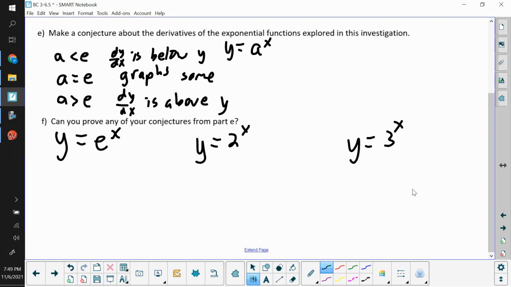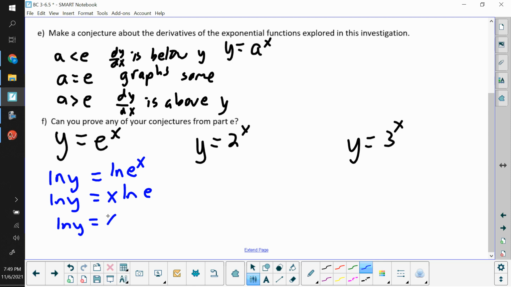There's some different ways that we could do this. One of them is using logarithmic differentiation, which we saw the other day. So if we did natural log of y is equal to natural log of e to the x, this becomes natural log of y equals x natural log of e. Well, natural log of e is just 1. So this is really just natural log of y equals x.